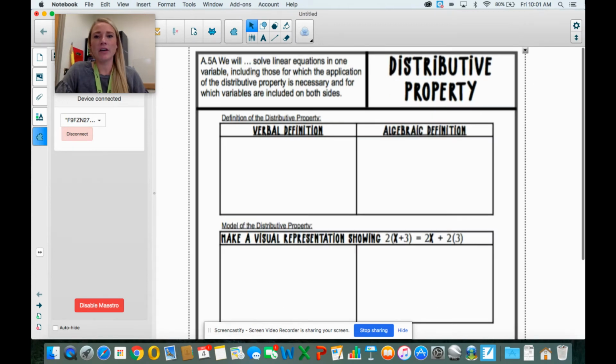Hey guys. Okay, I'm back and we are going to talk about distributive property today. So let's look at our We will statement.